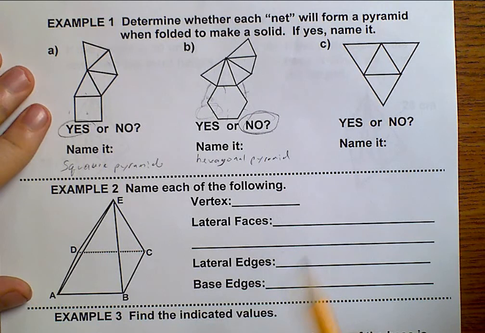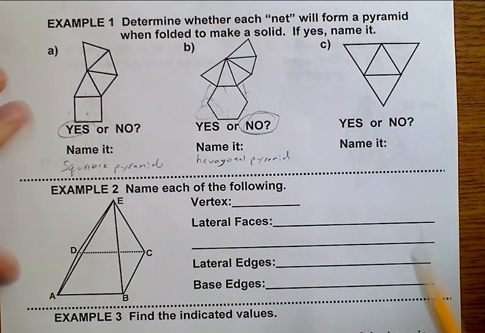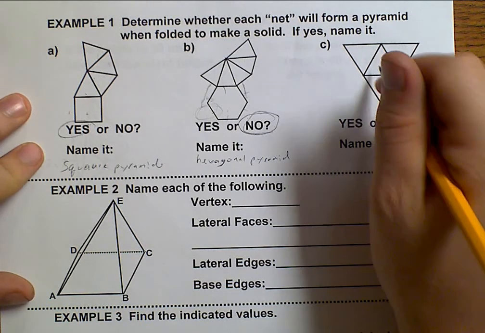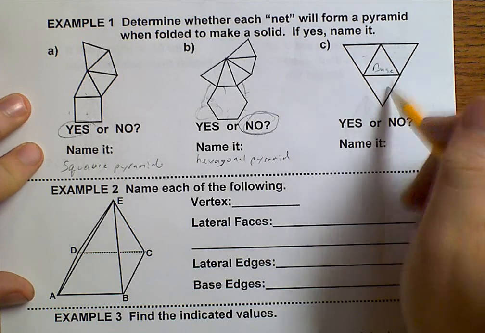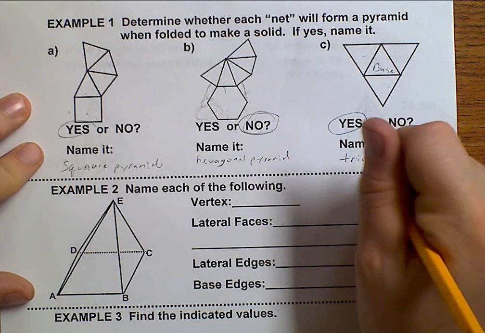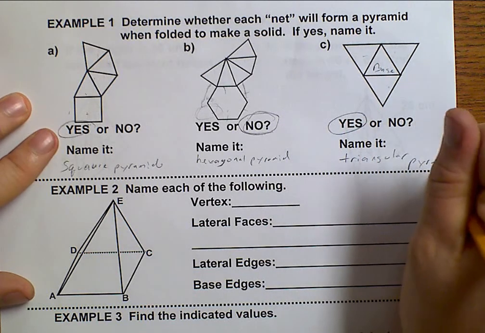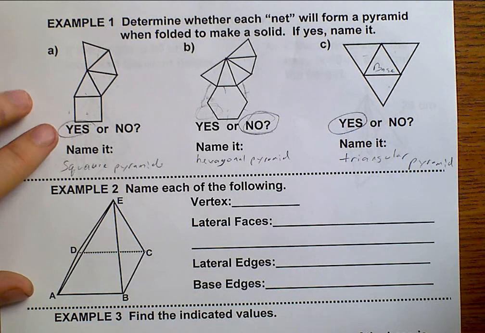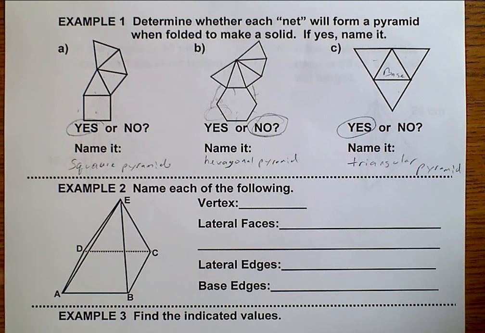Now we'll look at this one, and your first inclination is probably to say no. However, if we fold it up, we have a triangle. This is the base. These are our three lateral sides, so this would be yes. It makes a triangular pyramid. And so we see how we name our pyramids.